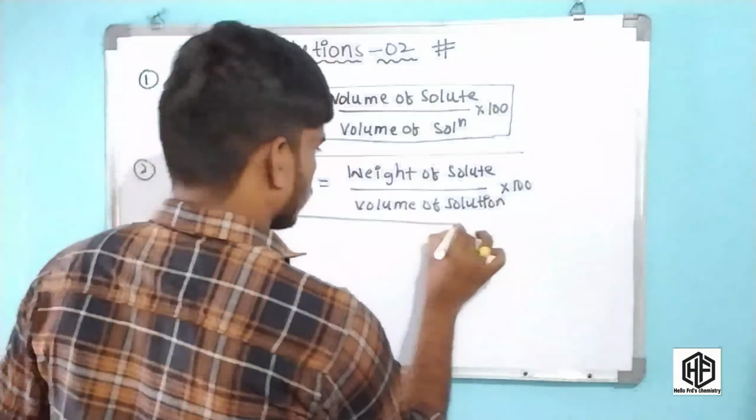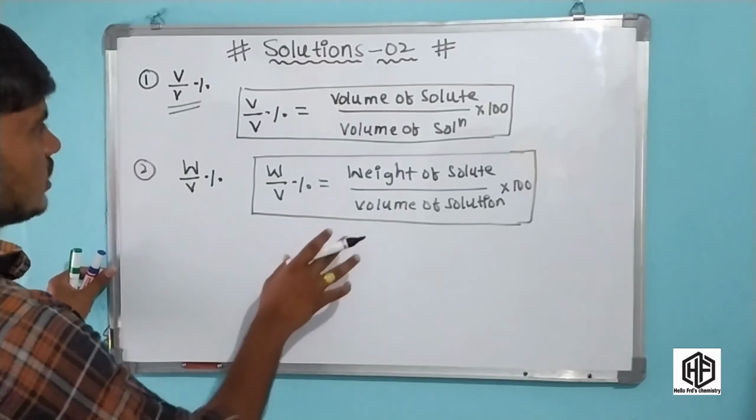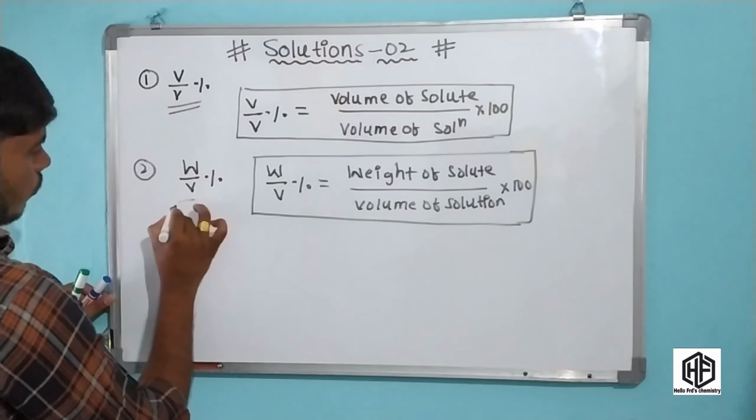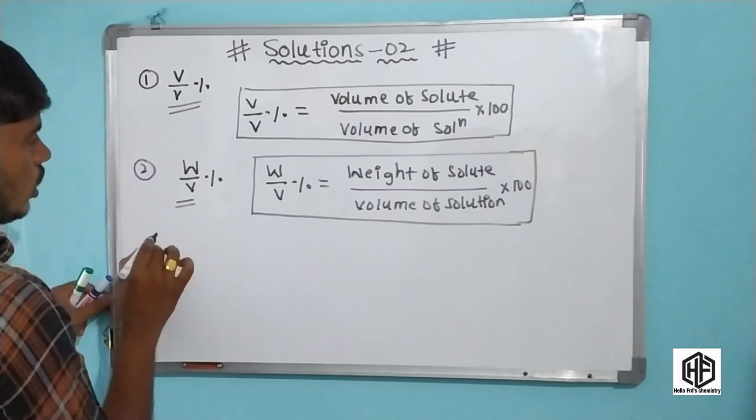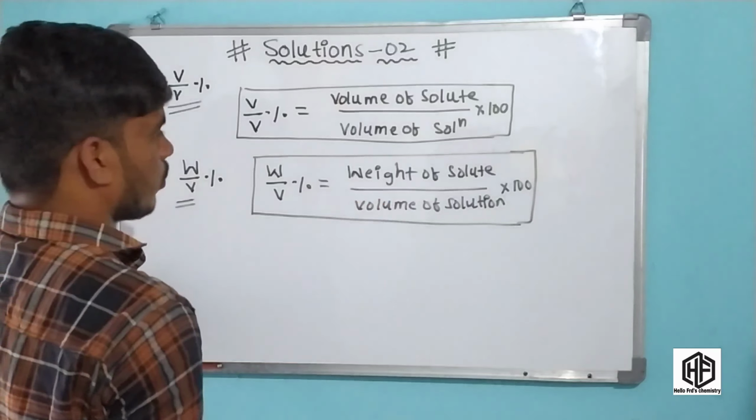Okay friends, the formula of the weight by volume percentage is weight of solute by volume of solution into 100. The weight of solute and volume of solution are given in the question, and we calculate the weight by volume percentage like this. These are the important formulas. In volume by volume percentage, the numerator is the volume of solute. In weight by volume percentage, the numerator is the weight of solute.